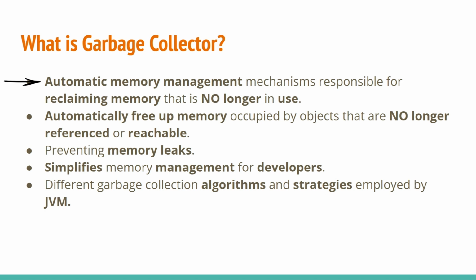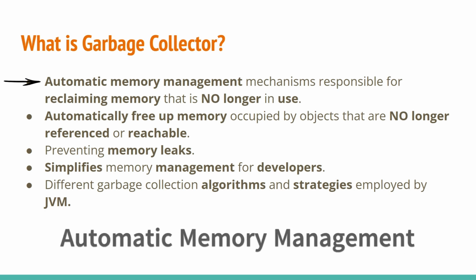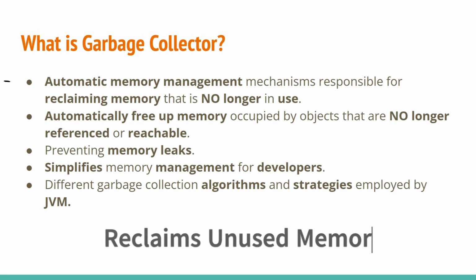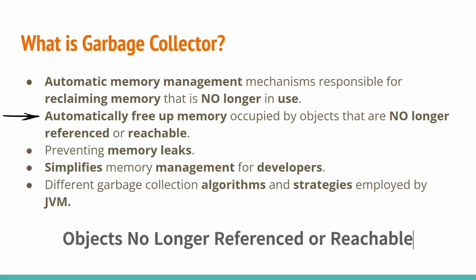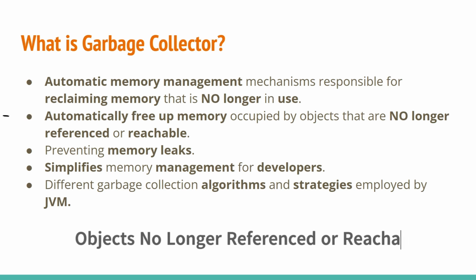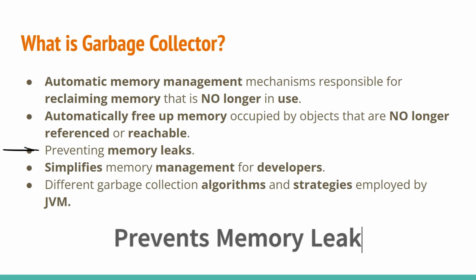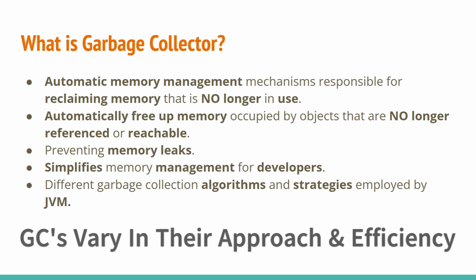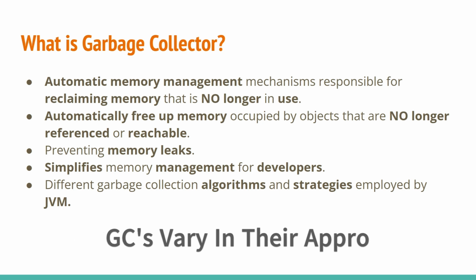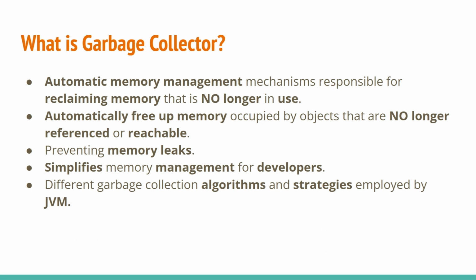Garbage collectors in Java are automatic memory management mechanisms responsible for reclaiming memory that is no longer in use by the program. Java uses garbage collection to automatically free up memory occupied by the objects that are no longer referenced or reachable, thus preventing memory leaks and simplifying memory management for developers. There are different garbage collection algorithms and strategies employed by JVMs, and these collectors vary in their approach, efficiency and throughput. Here are some common garbage collectors used in Java.